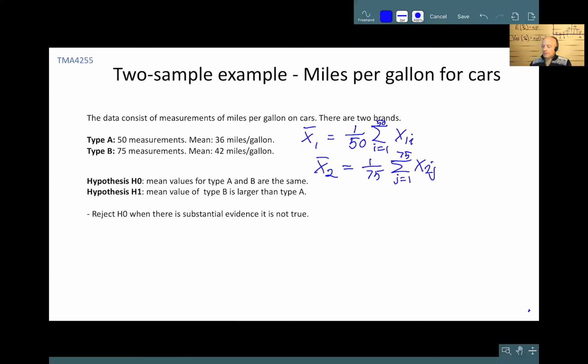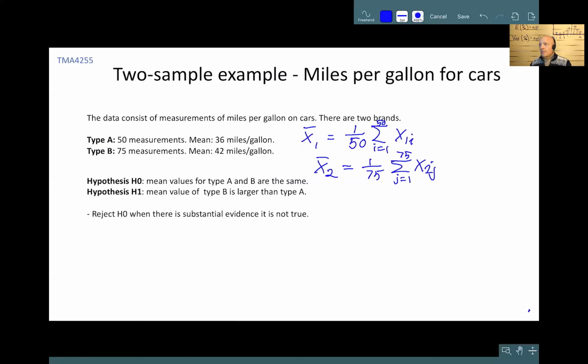And it appears as if brand 2 or type B can drive more miles per gallon. But is this just random variation? We have quite a lot of measurements here, 50 and 75, but it's difficult to say. So a natural statistical question is then, okay, is this significantly larger or is this random variation?